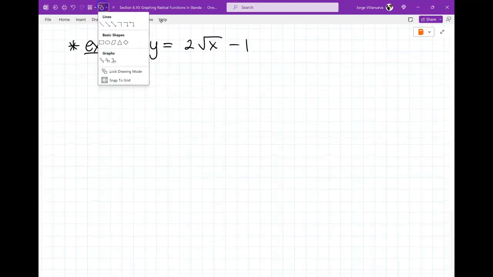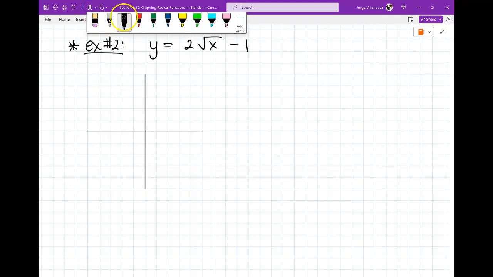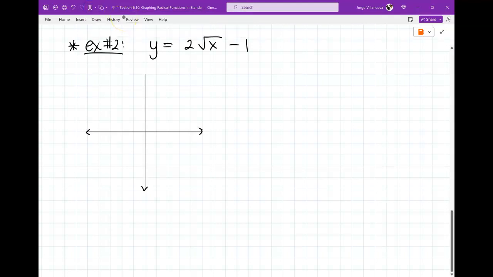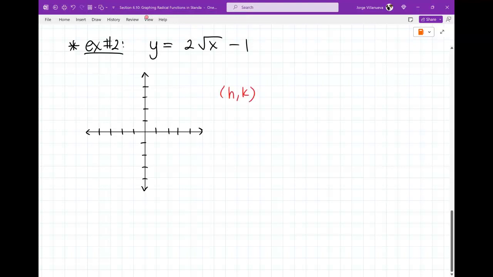I'm going to draw a little grid here for myself. I'm just kind of setting this up really quick. What's my HK for this one? Is it -1, 0 or 0, -1? 0, -1, right? So I'm going to go to 0, -1, put a dot right there.